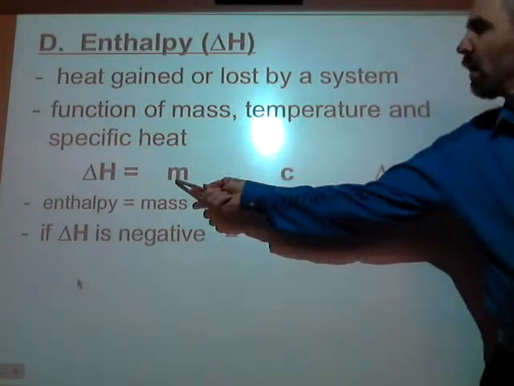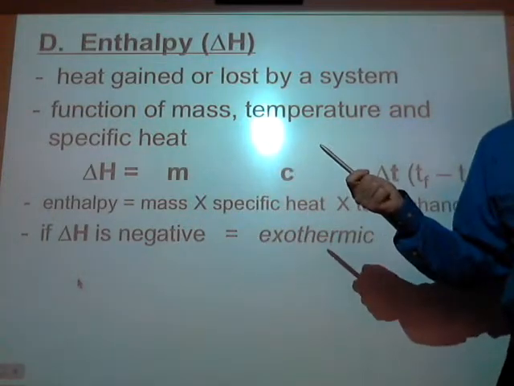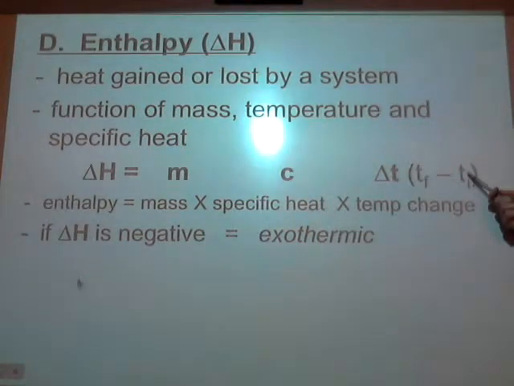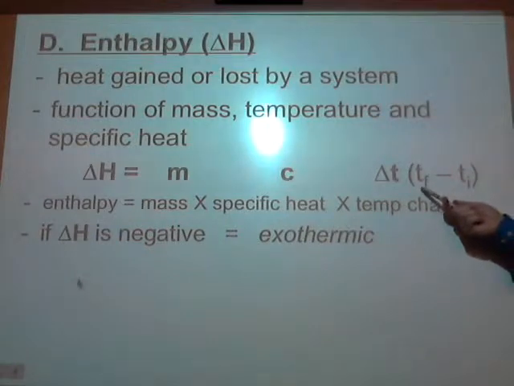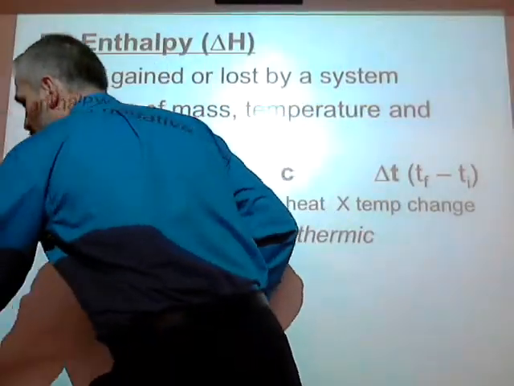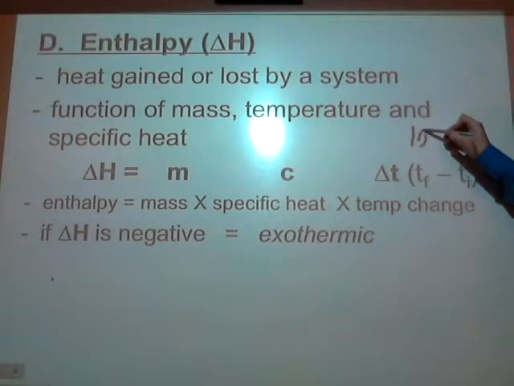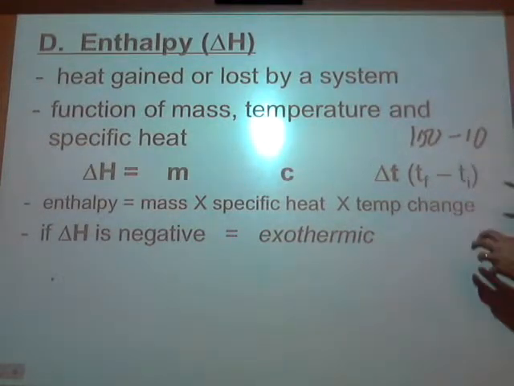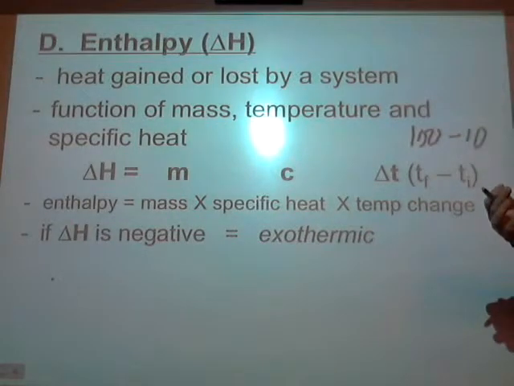Think about it. The mass and the specific heat are always positive values. So the only thing that could be negative or positive is delta T. And notice how I have delta T written, T final minus T initial. The final minus the initial. So I want you to think about this. If my final temperature is 100 degrees and I started at 10, and I added energy to get it up to 100, I heated it up. It was absorbing energy. I'm going to get a positive value, right?